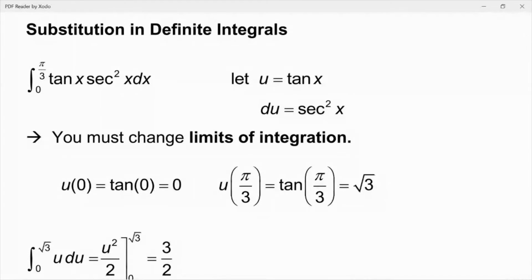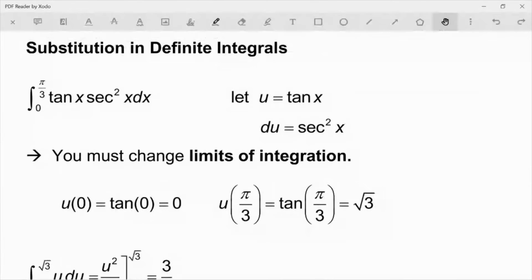So we've got this integral from 0 to pi over 3, and we've got the integrand tangent x secant squared x dx. So you can see the substitution that's been done here. They said, let's let u equal tangent of x. That means the du is secant squared x dx. Okay, so then at that point, everything's already there that I need to substitute in.